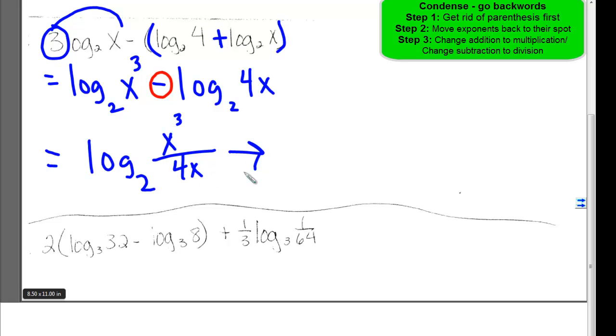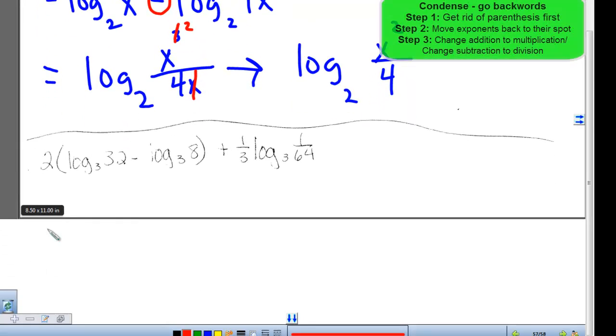and we can still reduce because there's an x on top and x on bottom. So I have log base 2 on the top. If I get rid of one x, if I subtract the exponents, that leaves x squared on top and a 4 on bottom.